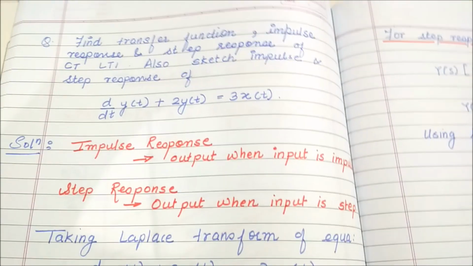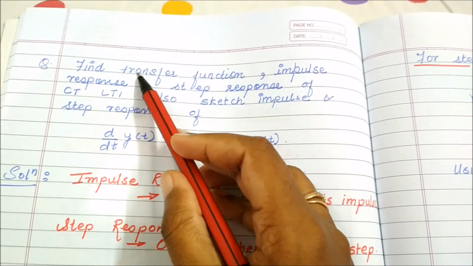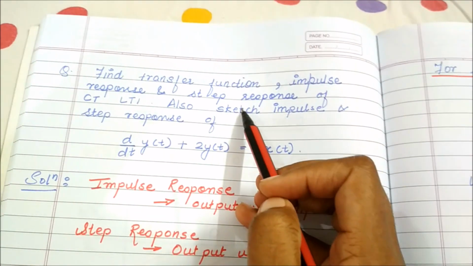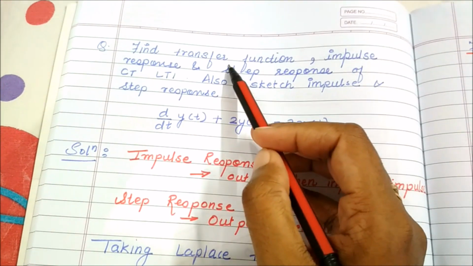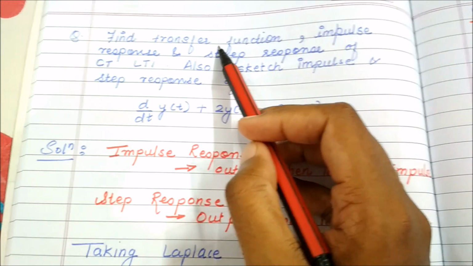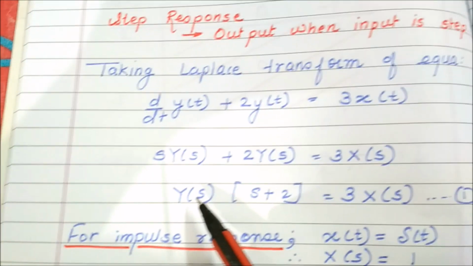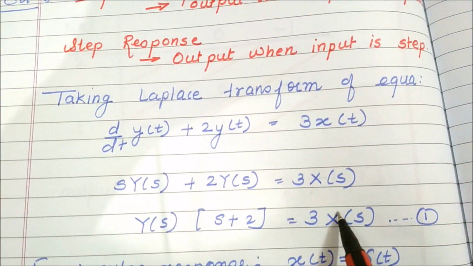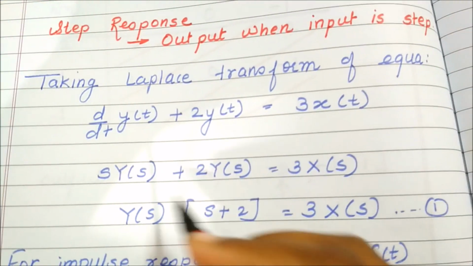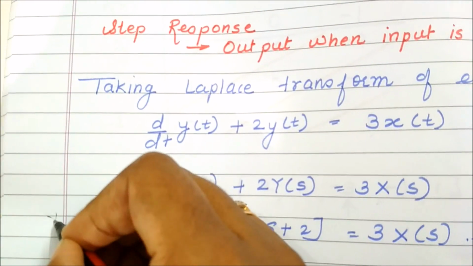Okay, so this is the first part of the question. What was the question? Find impulse response and step response. We have found impulse response and step response. What is transfer function? Sorry, I have not made any mention of this. So what is transfer function? This Y(s) equation that came, just take X(s) to that side. Y(s) upon X(s) is equal to 3 upon s plus 2. So what is transfer function?